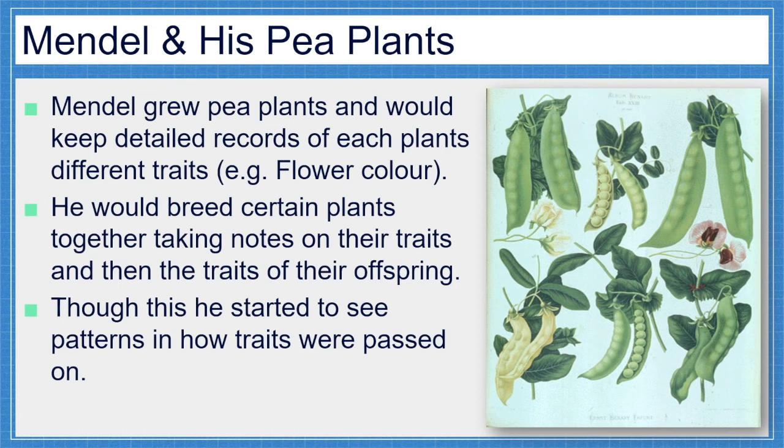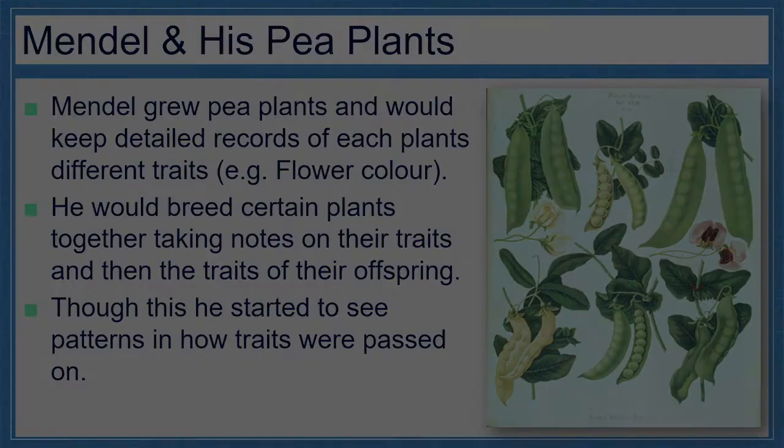But what Mendel did is he started to see that wasn't necessarily the case, that sometimes traits were passed on and other times they weren't. Sometimes they seemed to skip a generation and all that sort of thing. So that was how Mendel was actually able to look at traits in pea plants. So we're actually going to watch a video now going over Mendel and his investigations with pea plants.